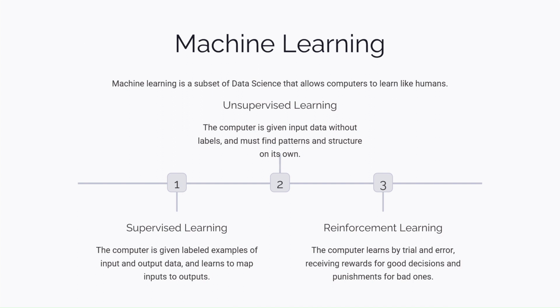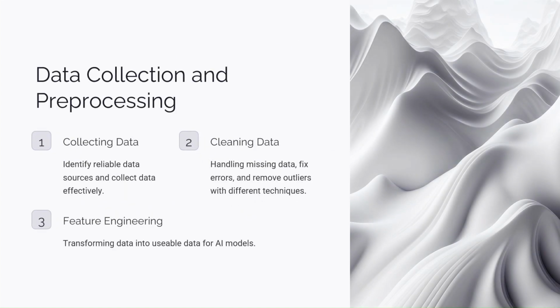Now that's about the modeling part, or the science part. But our model needs data, and therefore we do data collection and pre-processing. Now, collecting data means identifying a reliable data source and collecting data effectively. Similarly, we have to clean the data, which is part of pre-processing. Now, cleaning data includes handling missing data, fixing errors, and removing outliers with different techniques. And then finally, we have feature engineering, where we are transforming data into useful and usable data for our AI models.